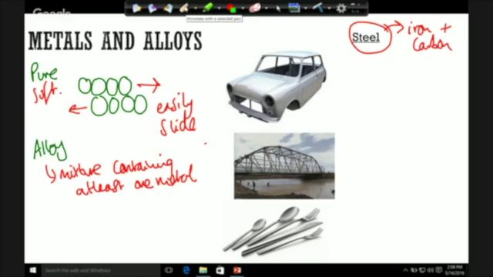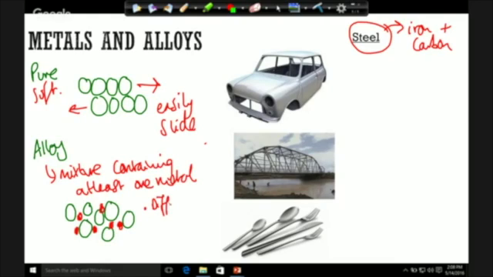And we would draw an alloy slightly differently. So rather than this regular arrangement of atoms here, because they have two different size atoms now, let's for example take iron and carbon. You might have iron atoms here, and you would have carbon atoms in between those, and there would be a different size. And because they have different size atoms in an alloy, it stops them having this regular arrangement.